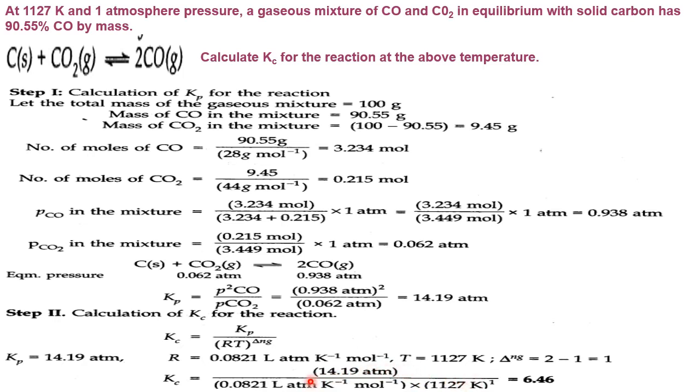So atmosphere gets cancelled. Per Kelvin, this Kelvin gets cancelled. Now what is left here? Mole. If you go to the numerator, it becomes mole. And if it is liter, it will go to per liter. So mole per liter is the unit.